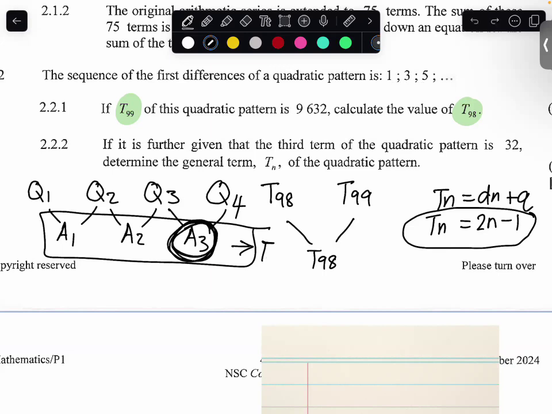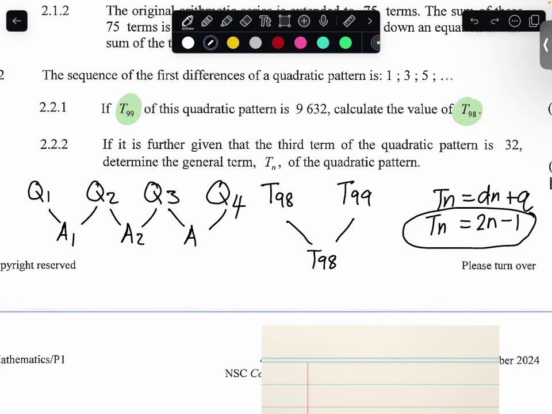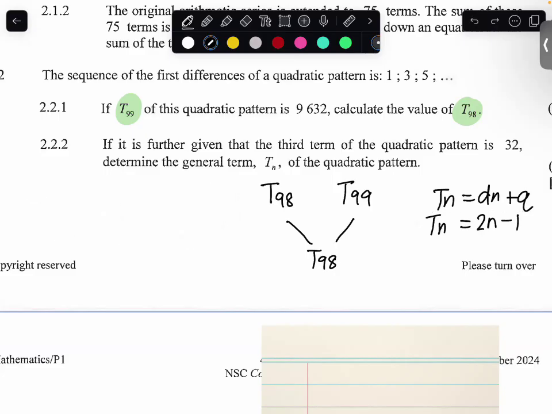So if I get the value of T98, this is how I'm going to do it. I'm going to sub in place of n here, 98: 2 into 98 minus 1. Let me put it in on the calculator. It's going to give me 195. So T98 is 195. So this is 195.